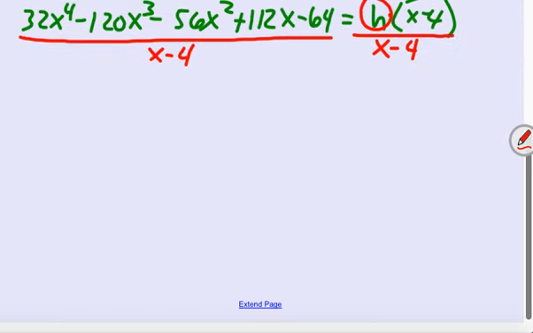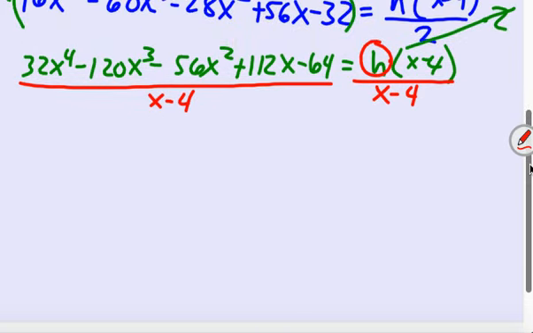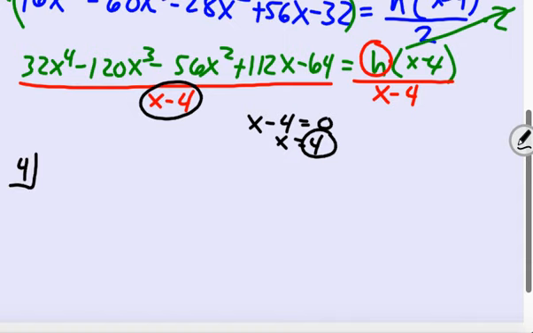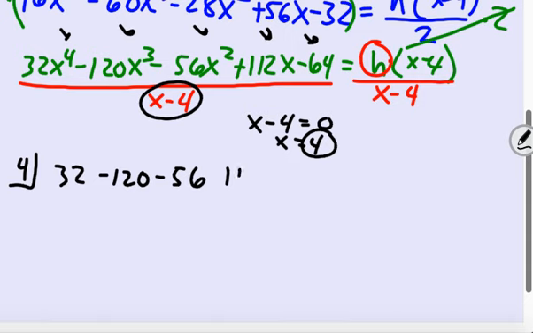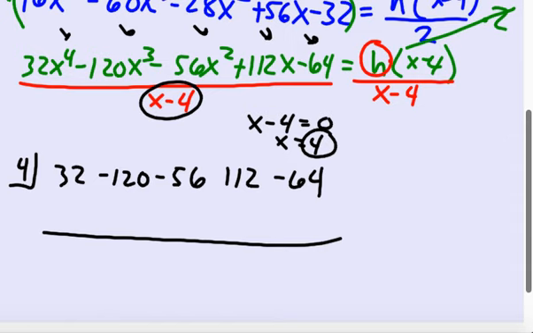I'm going to use long division in order to do that. Not long division, synthetic division. So the first thing I do, what are we dividing by? X minus 4. That binomial we're going to set equal to 0 and solve. So adding 4 to both sides, I get x equals 4. To the fourth, to the third, to the second, to the first, and then no x term, so it is in degree of decreasing order. 32, negative 120, negative 56, 112, and negative 64. It's a little long-winded one here, but we'll get through it.